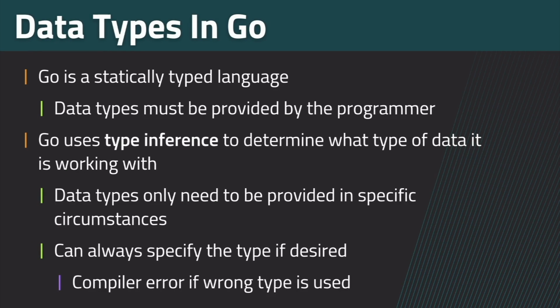Go is a statically typed language, so data types in Go must be provided by the programmer. Go uses a technique called type inference to determine what type of data it is working with. This means that data types only need to be provided in specific circumstances, and you can always specify the type if you want. If you do specify the type and you end up using the wrong one by accident, you'll get a compiler error. This is how the Go compiler is able to provide type safety.